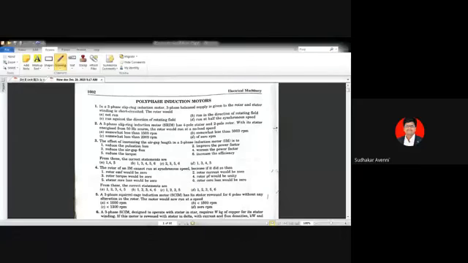See here, for example, in polyphase induction motor, there is a question. In a three-phase slip ring induction motor, three-phase balanced supply is given to the rotor and the stator winding is short circuited. The rotor would be: A, not run; B, run in the direction of rotating field; C, run against the direction of rotating field; D, run at half of the synchronous speed.